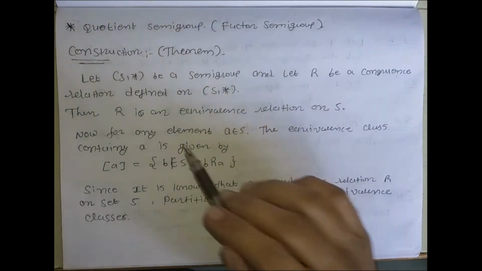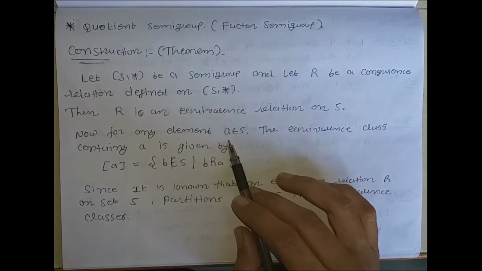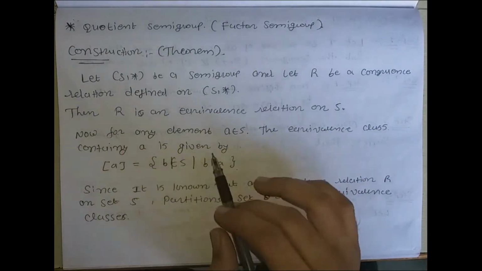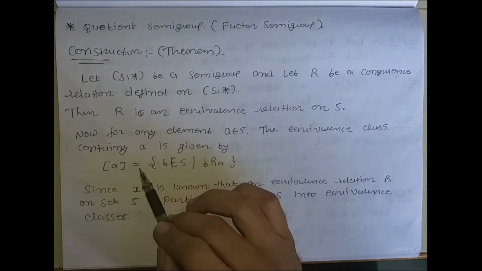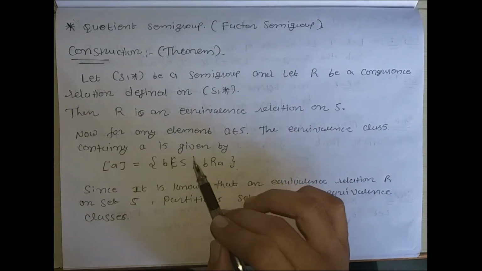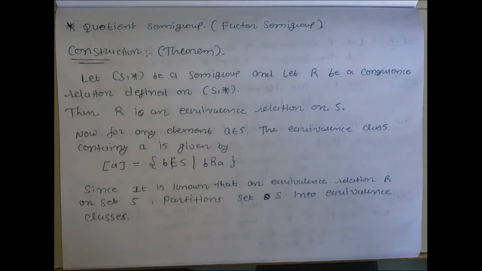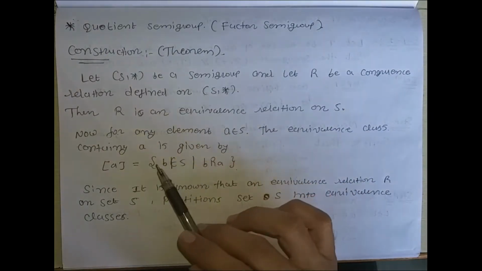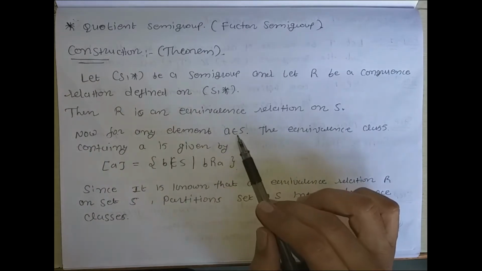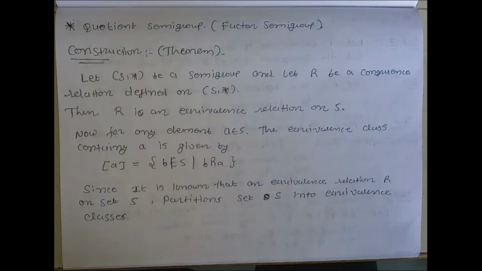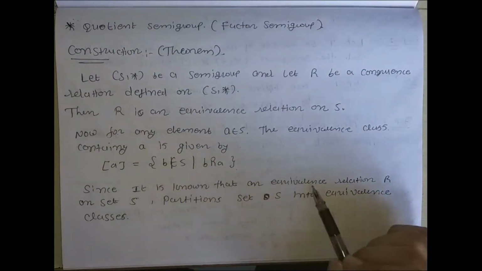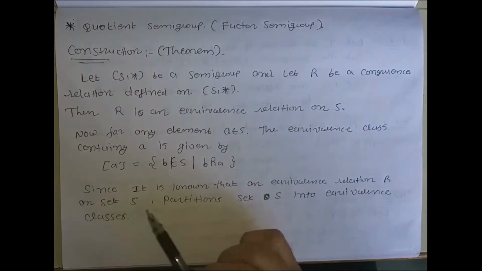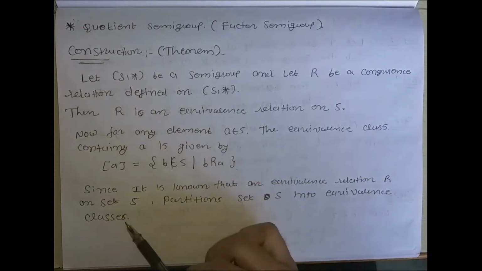Now for any element a belonging to S, the equivalence class containing a is given by: the equivalence class of a is equal to the set of all b belonging to S such that b is related to a, or we can say a is related to b, because R is an equivalence relation, so it is symmetric. So for this equivalence relation R, we have considered the equivalence class of a particular element a. Now it is known that an equivalence relation R on a set S partitions the set S into equivalence classes.